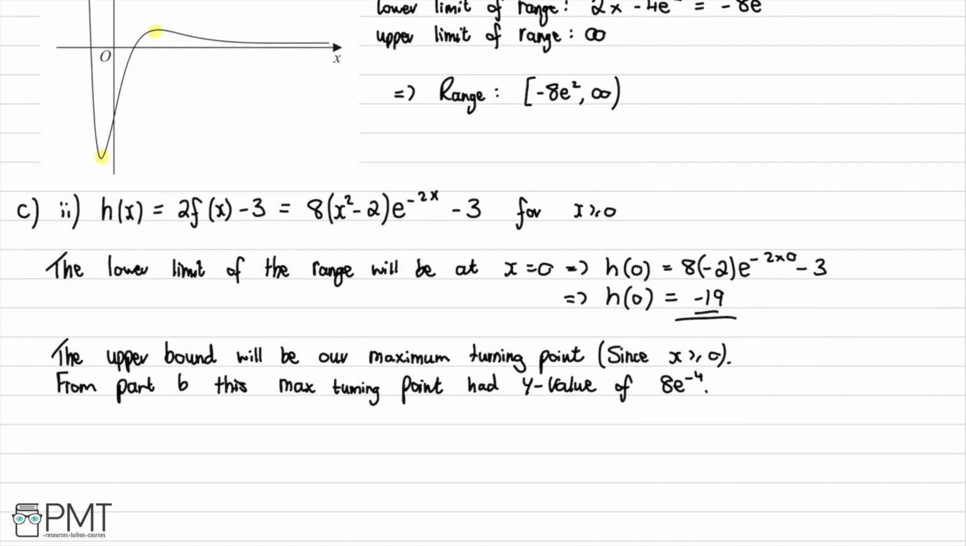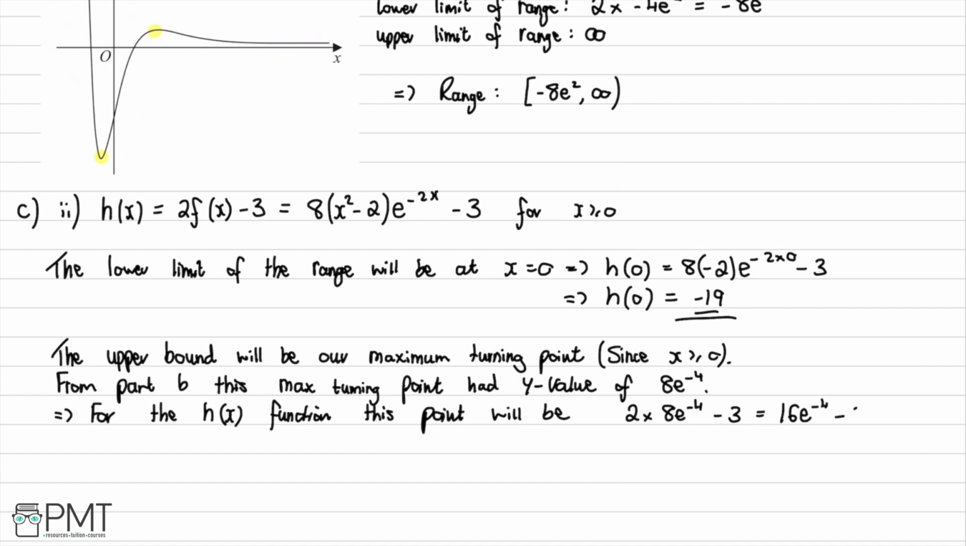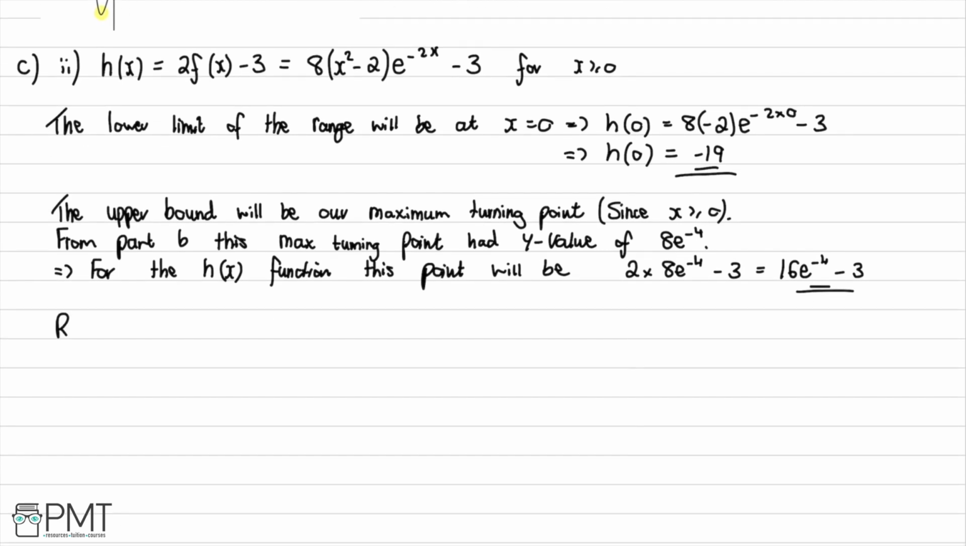But this time, we know that our function has been doubled and shifted by -3. So therefore, for the h of x function, this point will be 2 lots of 8e to the -4, and then we subtract 3. So what's this going to be equal to? This is going to be equal to 16e to the -4, take away 3. So therefore, we can conclude that the range is going to be -19 as the lower limit, and the upper limit is going to be 16e to the power -4, take away 3. And therefore we've completed this question.